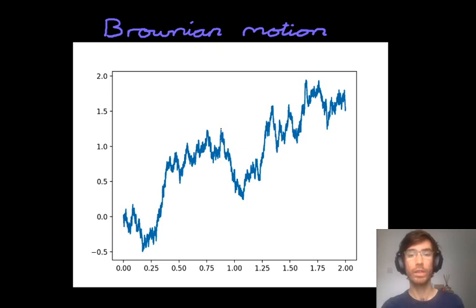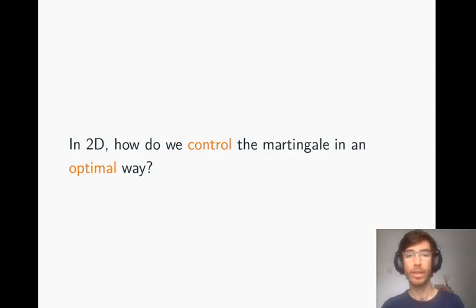Now in one dimension, this is the only continuous process with the martingale property that moves, in some sense, at unit speed. In two dimensions, however, there are infinitely many processes with these properties. The question that we want to ask is: in two dimensions, how can we choose a martingale that is optimal in some sense? Let's consider two simple examples.